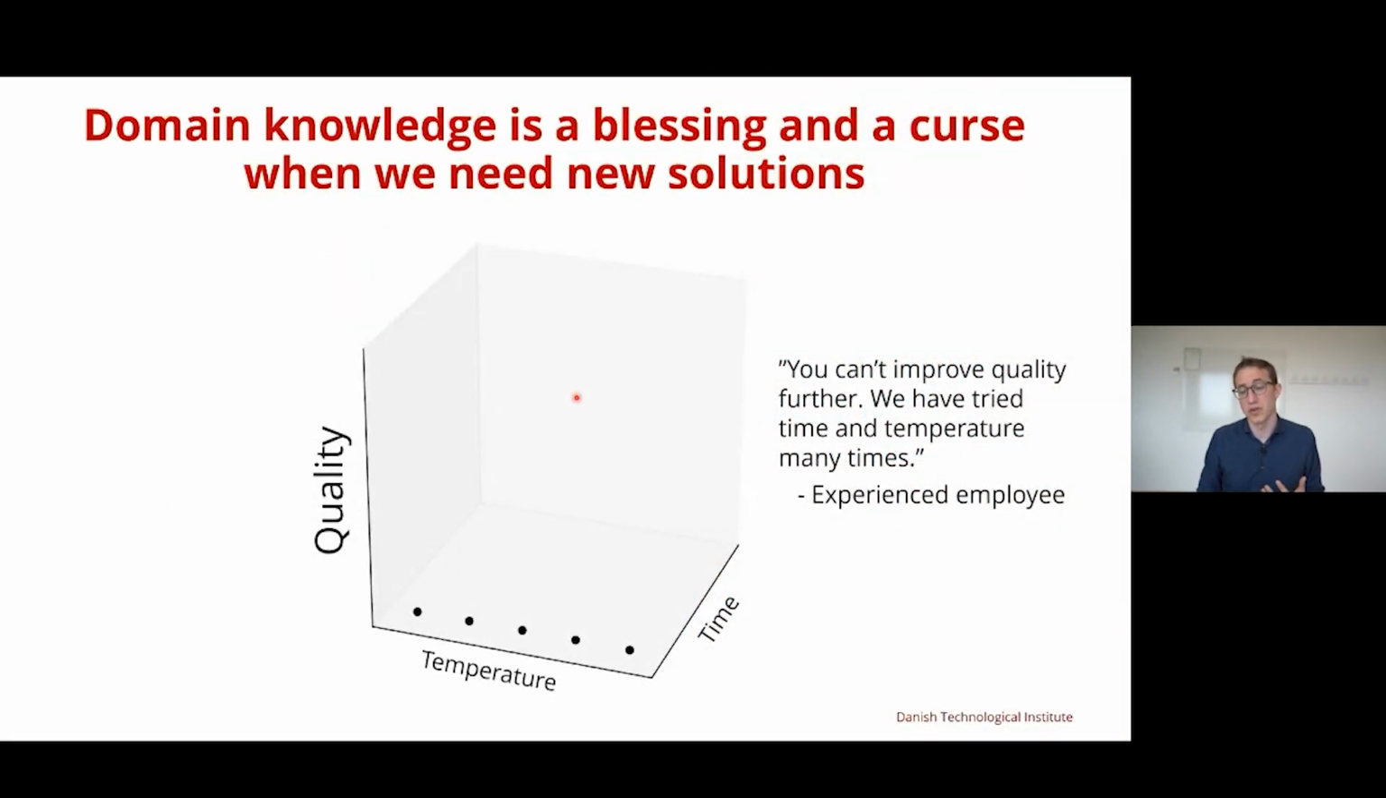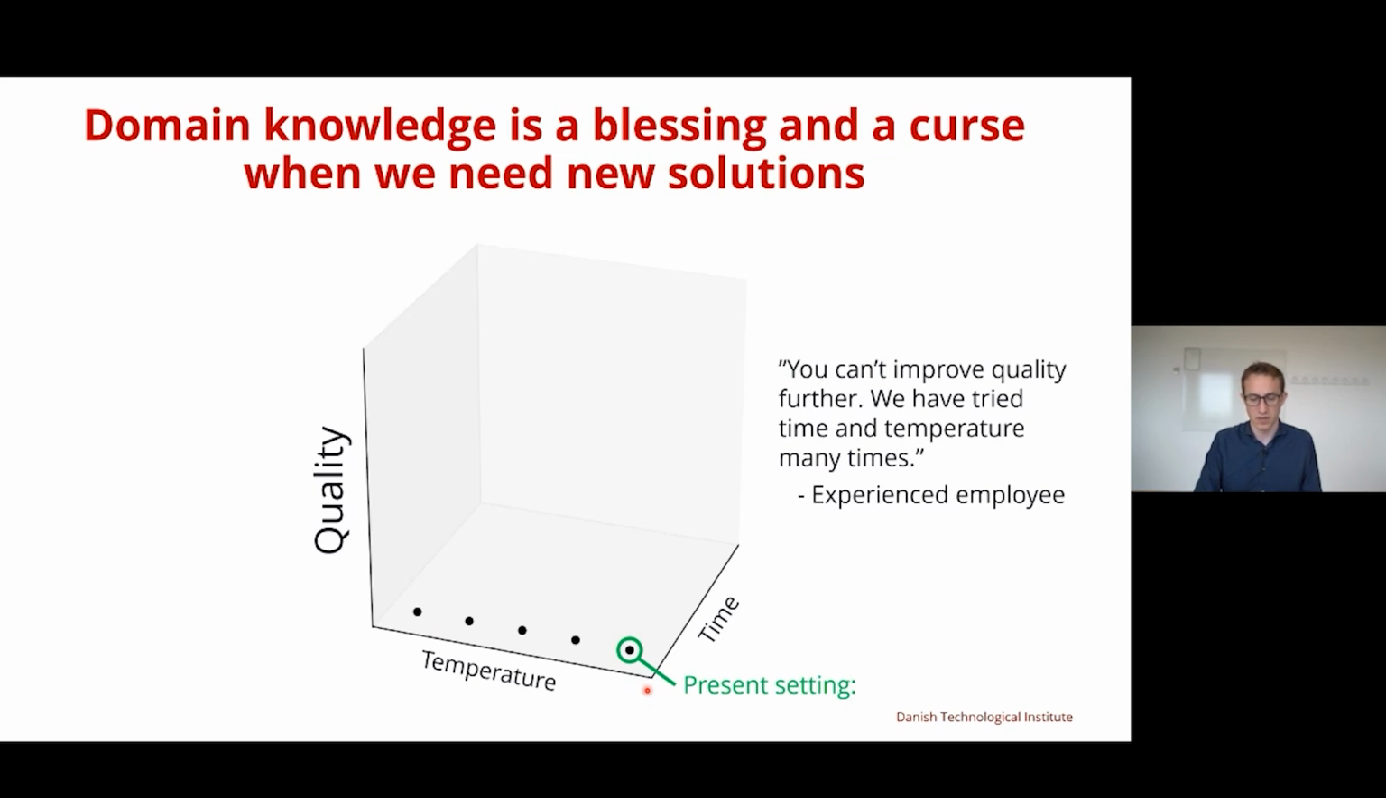Because domain knowledge is both a blessing and a curse when we're looking for new solutions. So let's say we have a process again that we think might vary as a function of temperature and time because of our background knowledge. We've just started in this new company, and today we produce at this present setting. And we have a colleague who's been in the company for 20 years, and they say that it's not going to help to increase or do anything to temperature or time. We have tried that many times.